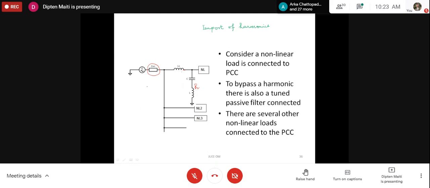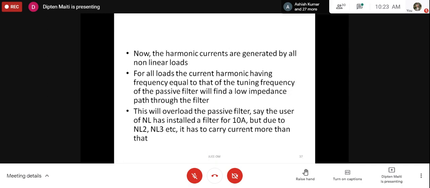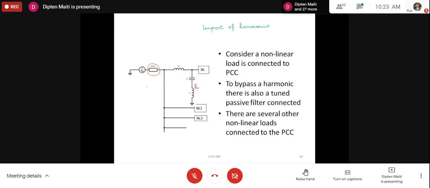Now, how can we restrict that problem? This problem can be reduced if we use a small LS, which you can consider as the source impedance further from the PCC. So what does this LS do, from this nonlinear load, if you consider from this side.